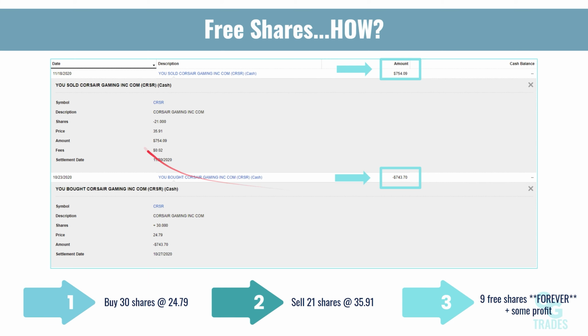So as you can see here, this is a small trade that I've made. This is a small example. And of course, the bigger your portfolio, the more you can do. So what did I do first?